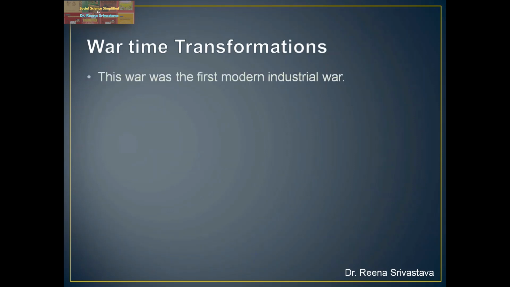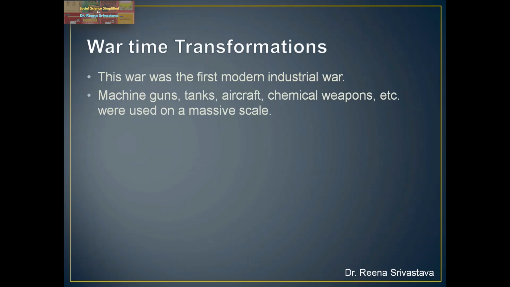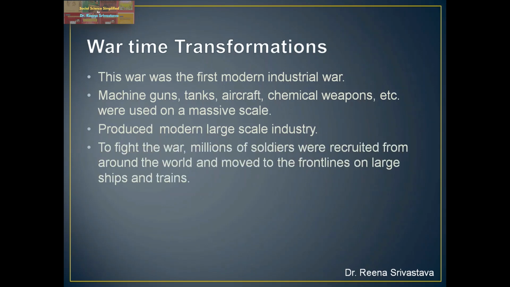Let us see. This war, as I told you, was the first modern industrial war. Why? Because everything was being produced through mass production. You can see the machine guns, the tanks, the aircraft, even chemical weapons. Everything was used on a massive scale, and it was all produced through large-scale industries. To fight the war, millions of soldiers were recruited from around the world and moved to the front lines on large ships and trains.